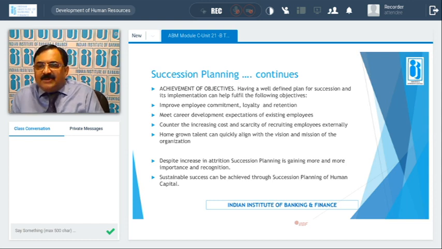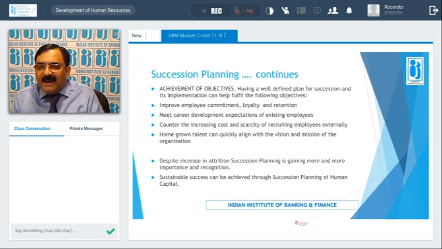Succession, achievement of objectives. Having a well-defined plan for succession and its implementation can help fulfill the following objectives. So what are the objectives? Improve employee commitment, loyalty, and retention. It can help to meet the career development expectations of existing employees. It can help us to counter the increasing cost and scarcity of recruiting employees externally. We are developing the talent from within.